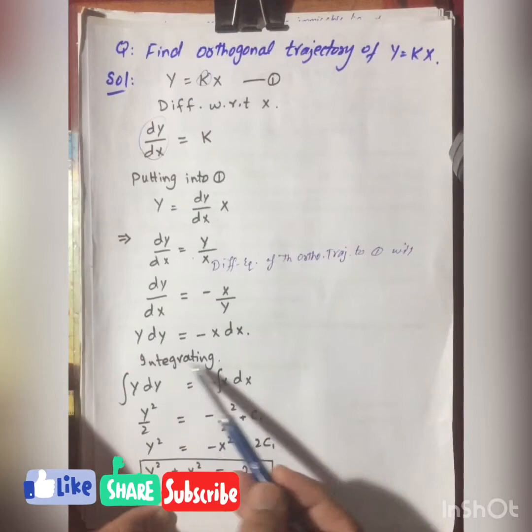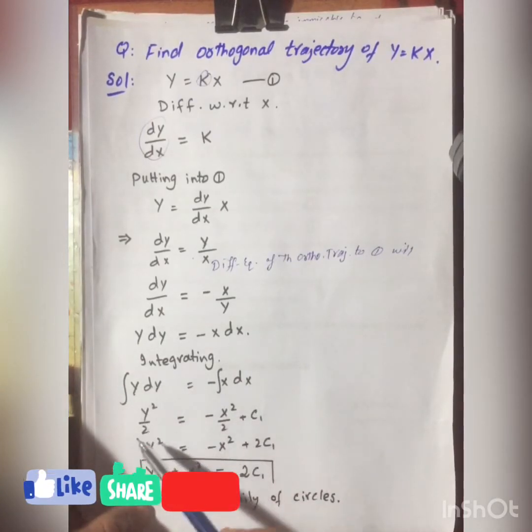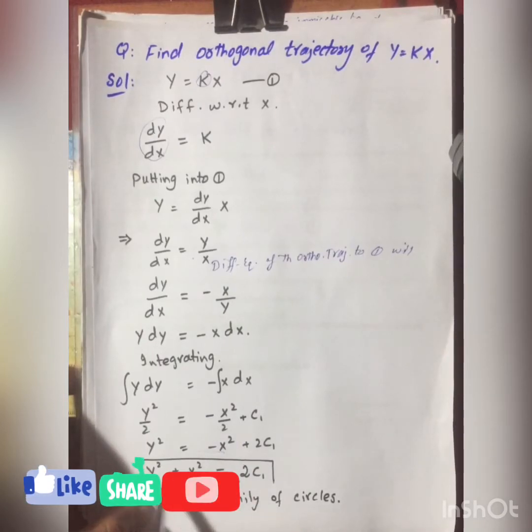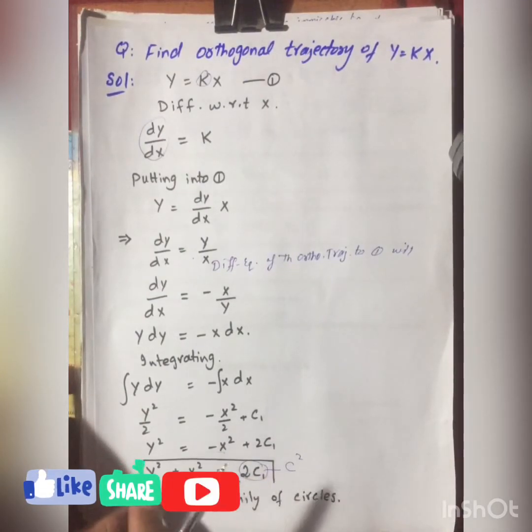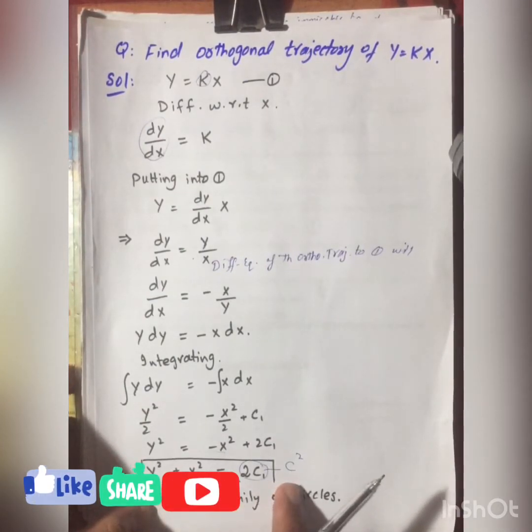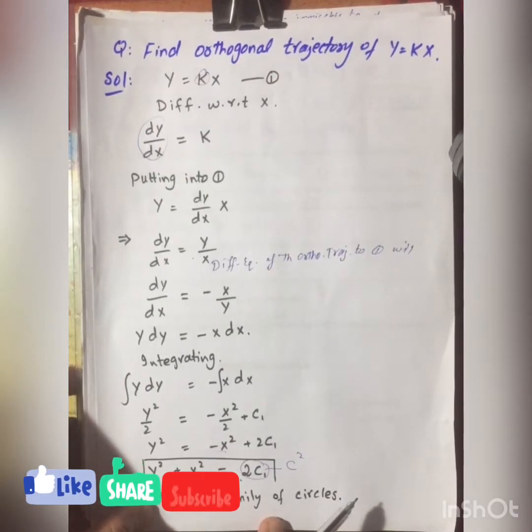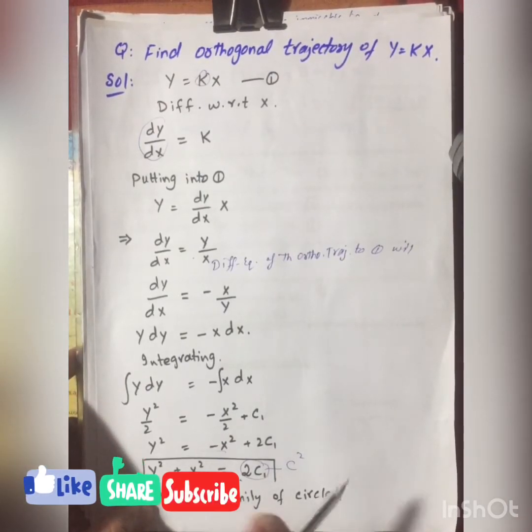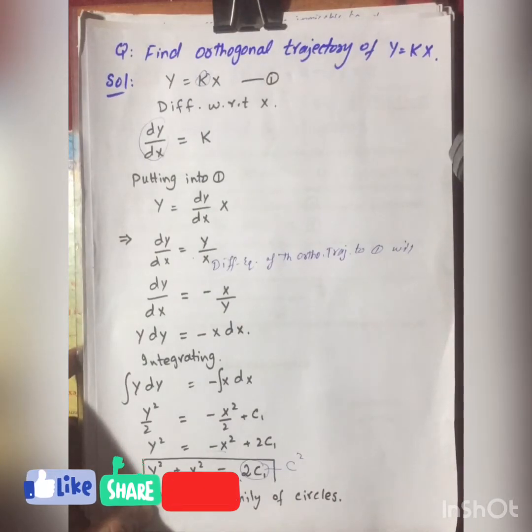Okay, now integrating both sides, you will get this, and this is again a circle, which will be equal to c square, constant. You can say x square plus y square equals c square, which is the family of circles, the orthogonal trajectory of the given family of straight lines.